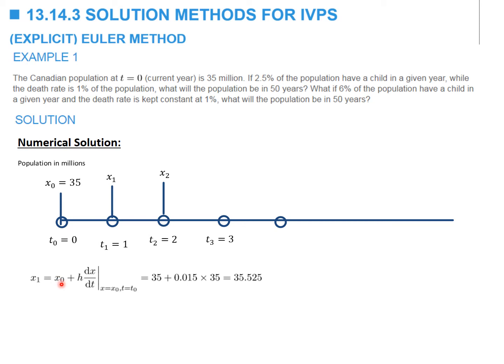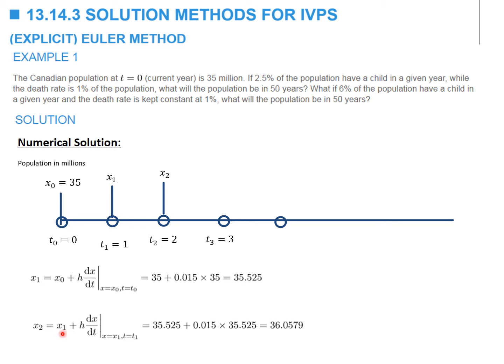Since we know x0 as 35, the population at year 1 is equal to the population at year 0 plus delta t multiplied by dx by dt evaluated at x equal to x0 and t0. Now, dx by dt is given as 0.015 multiplied by x. And so x0 is 35, h is equal to 1, and dx by dt is 0.015 multiplied by 35, which means that the population x1 is 35.525 million.